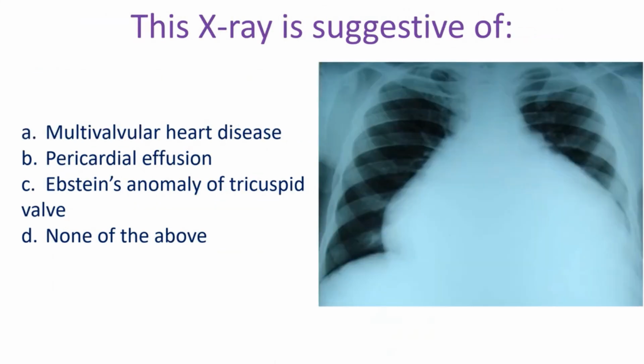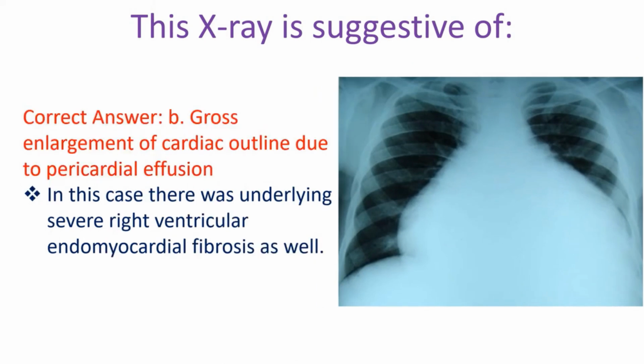This X-ray is suggestive of A. Multivalvular heart disease, B. Pericardial effusion, C. Epstein's anomaly of tricuspid valve, D. None of the above. Correct answer B. Gross enlargement of cardiac outline due to pericardial effusion. In this case, there was underlying severe right ventricular endomyocardial fibrosis as well.